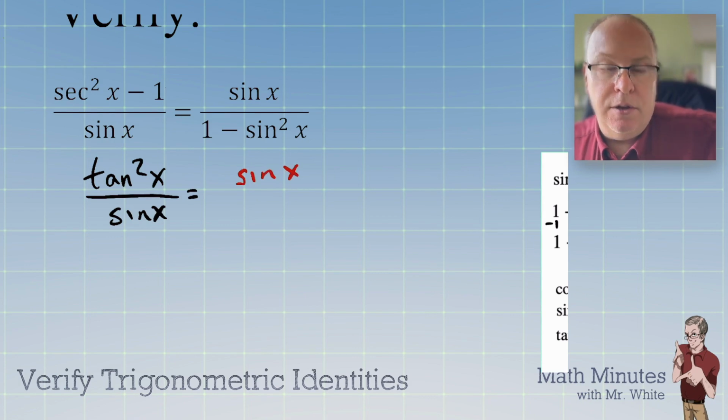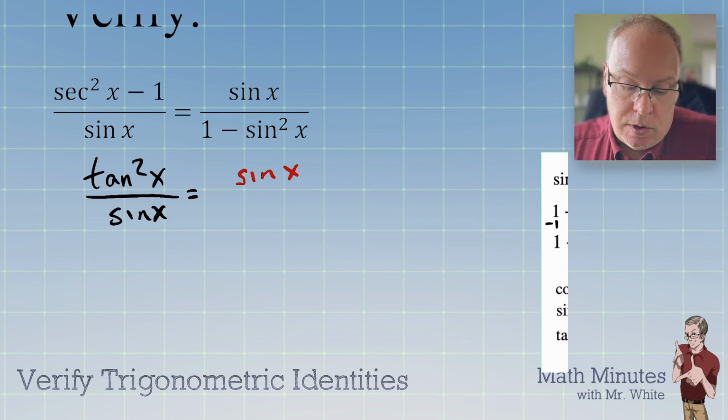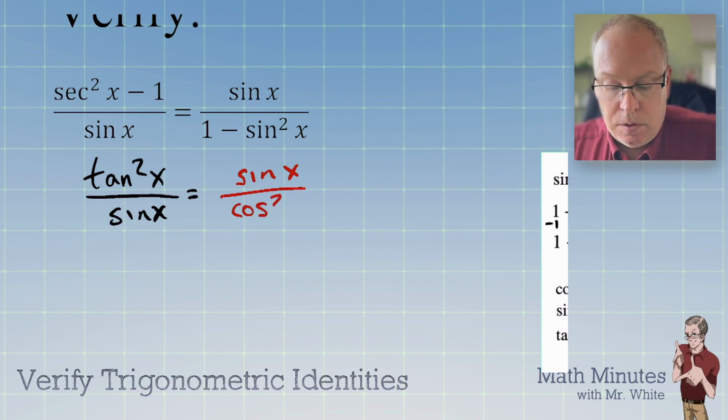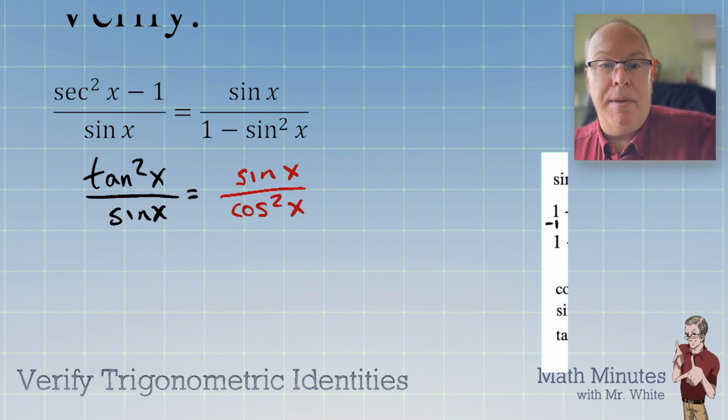Now on the right side, I'll do it in a different color. You're probably screaming at your screen, right? Because you're so engaged, you're enjoying this. It's good times with Mr. White. 1 minus sine squared is cosine squared. Okay, well this is kind of looking like a mess still. What would you do next? Where would you go? I know where I'm going to go.